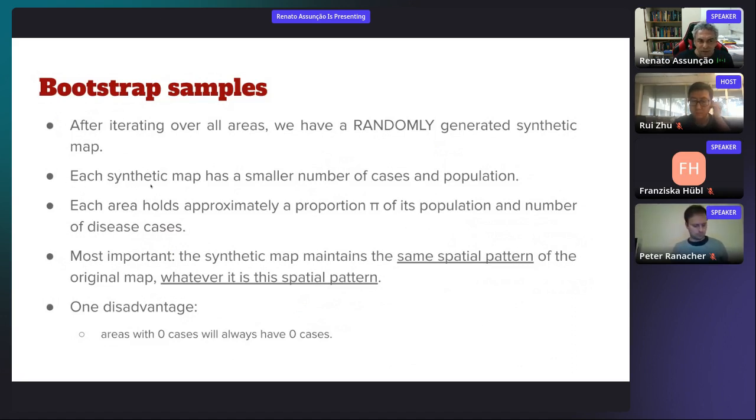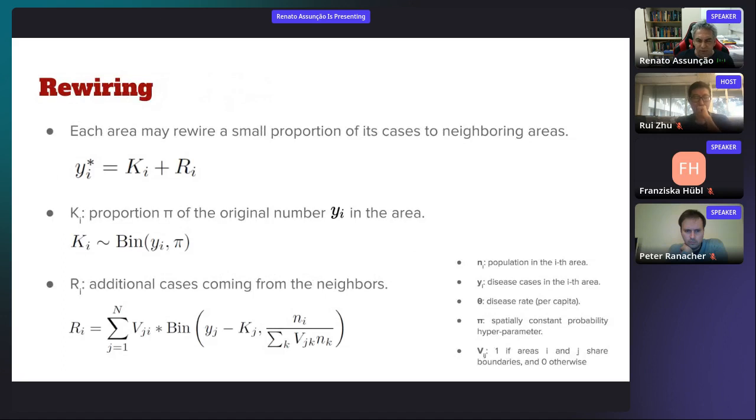Each one of them has a smaller number of cases and population. Each area holds approximately a proportion pi of its population and number of disease cases. But the important aspect is that the synthetic map maintains the same spatial pattern of the original map, whatever this spatial pattern is. There is one disadvantage, although: areas with zero cases will always have zero cases because we don't create cases. We always delete people, and occasionally they are also disease cases, but we never create cases. So if originally the map has zero disease cases, it will remain with zero cases.